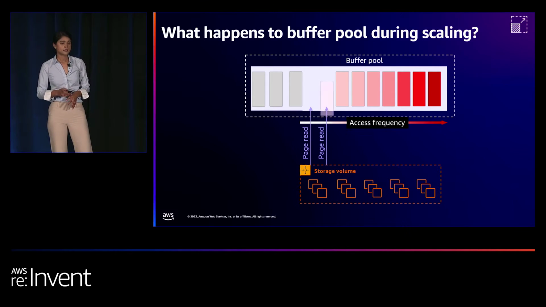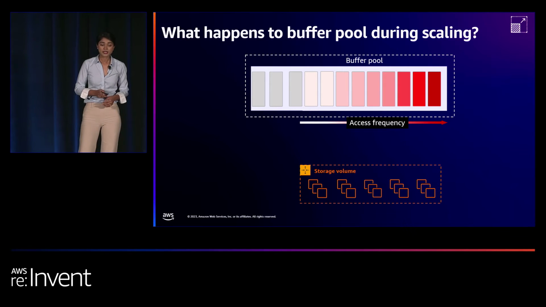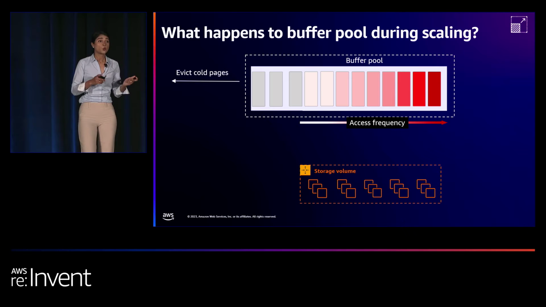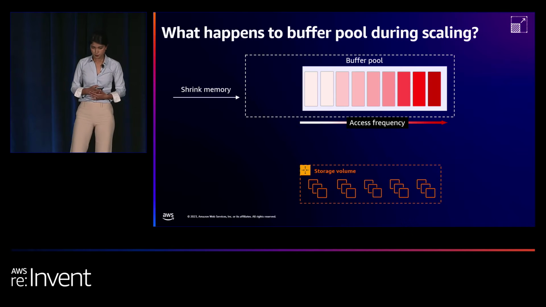So it's the pages that are depicted in gray, the cold pages, that are the ones that are most likely to be evicted when the buffer pool needs to scale down. So we're going to evict those pages, reclaim memory, and shrink the buffer pool.